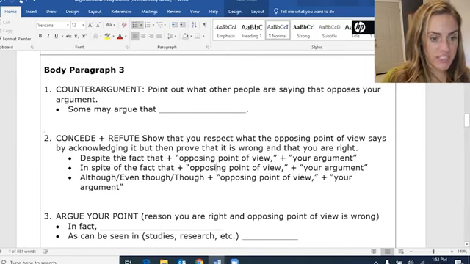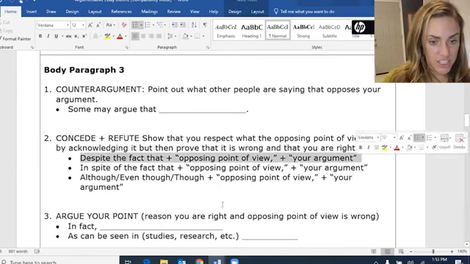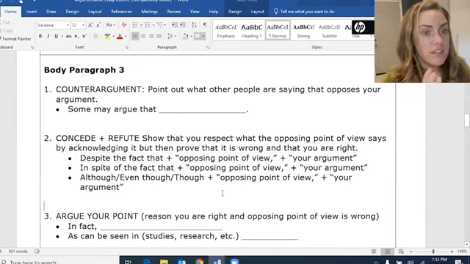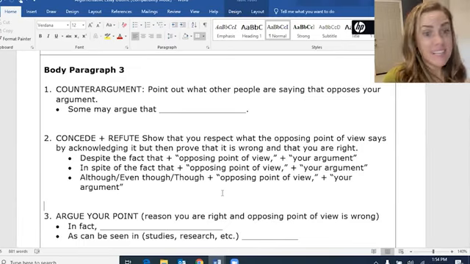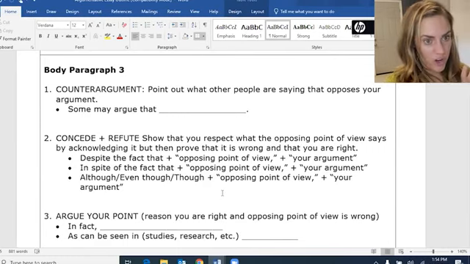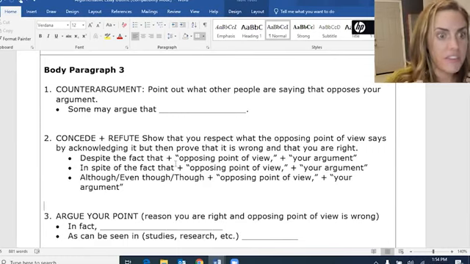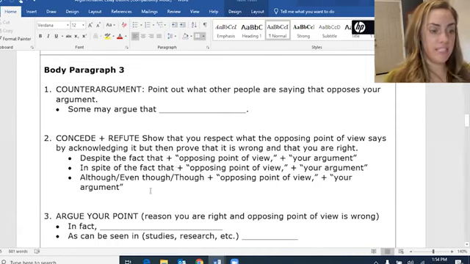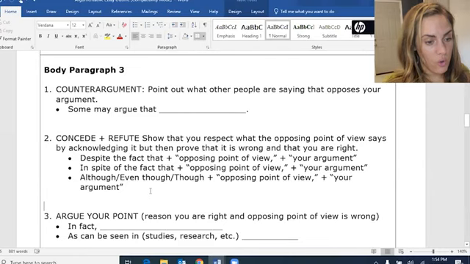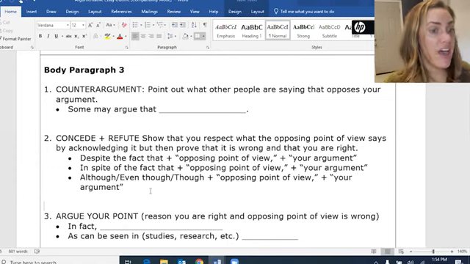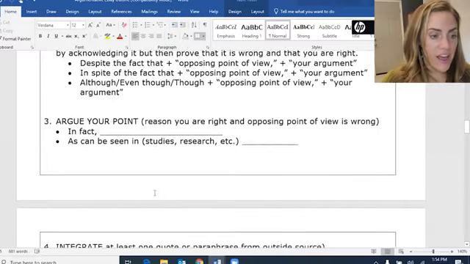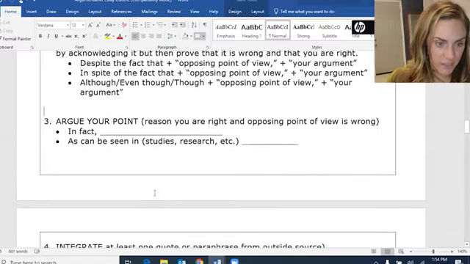So you can use these types of templates and transitions, and you can say, despite the fact that what you're saying is valid or important or makes sense, whatever you're saying, and then you add your argument. You don't have to say "I," actually, because it's obvious you're saying it. You could say in spite of the fact that, or although, or even though, or though. You can use those words to introduce your concession, and then your refutation, which is your argument against what other people are saying. And then you argue it. You argue your point. You make it more clear.